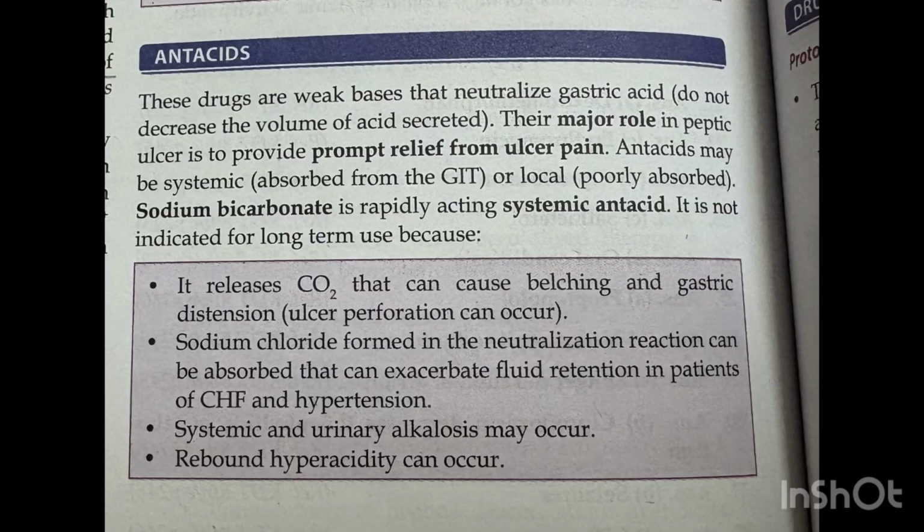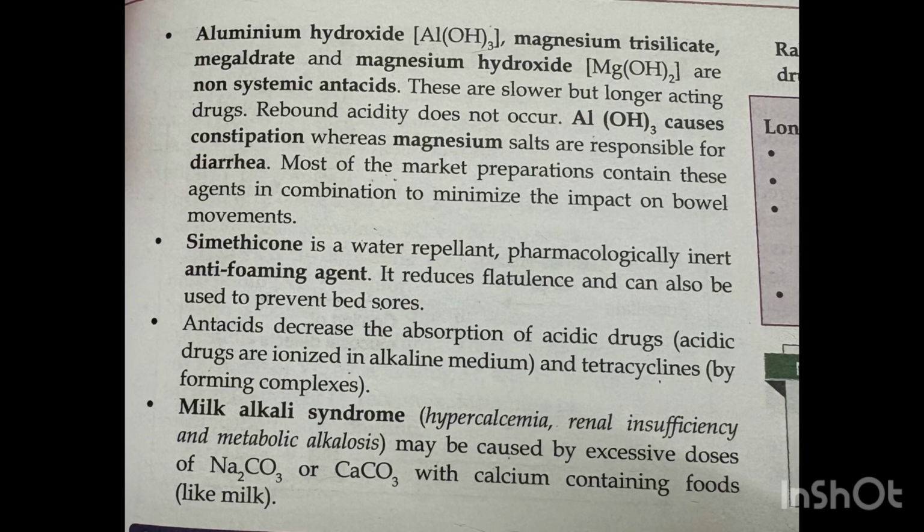Ulcer perforation can occur. Sodium chloride formed in the neutralization reaction can be absorbed and can exacerbate fluid retention in patients with congestive heart failure and hypertension. Systemic and urinary alkalosis may occur. Rebound hyperacidity can occur. Aluminium hydroxide, magnesium trisilicate, magaldrate, and magnesium hydroxide are non-systemic antacids. These are slower but longer acting drugs. Rebound acidity does not occur.